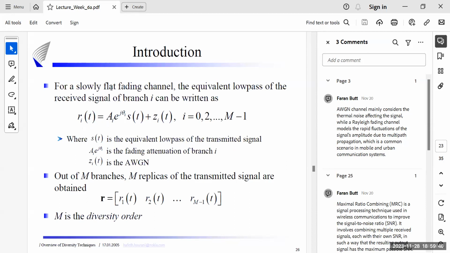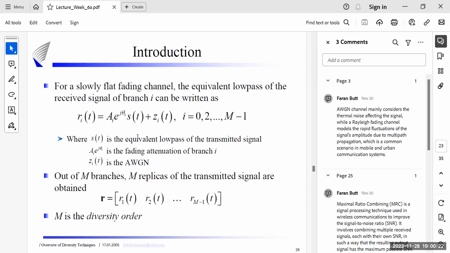So for a slowly flat fading channel, the equivalent low pass of the received signal of the branch i can be written as this, right? So we are looking at the equivalent low pass signal, and that is the received signal from the branch i, since we have multiple branches in case of diversity. So in the ith branch, the received signal is a_i e^(jθ_i) s(t) + z_i(t), for i from 0 to M minus 1. That is, M signals are being considered over here.